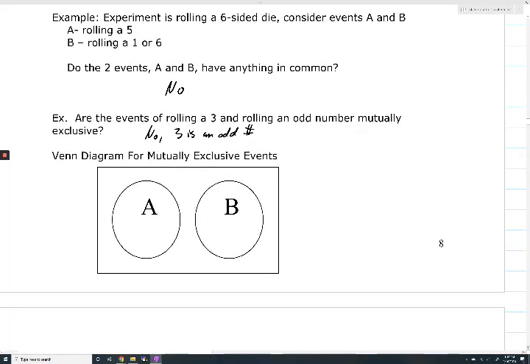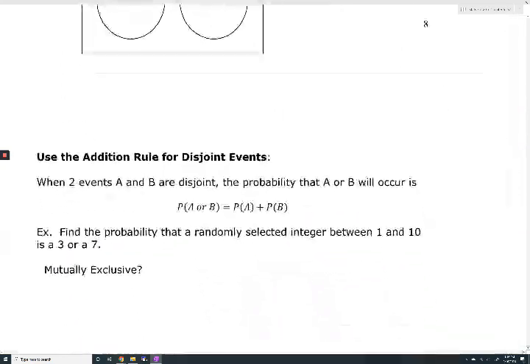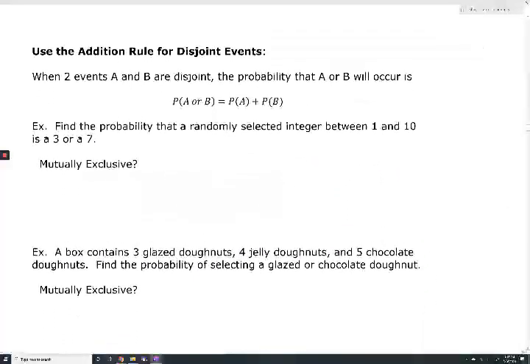So if we are drawing a Venn diagram of mutually exclusive events, we want it to look like this, where A and B are totally separate. There's no overlap here in the middle. They're totally disjoint, meaning not connected. When we have mutually exclusive or disjoint events, the addition rule is very simple. If we have the probability of A or B, it's simply the probability of A plus the probability of B, which makes it very easy.